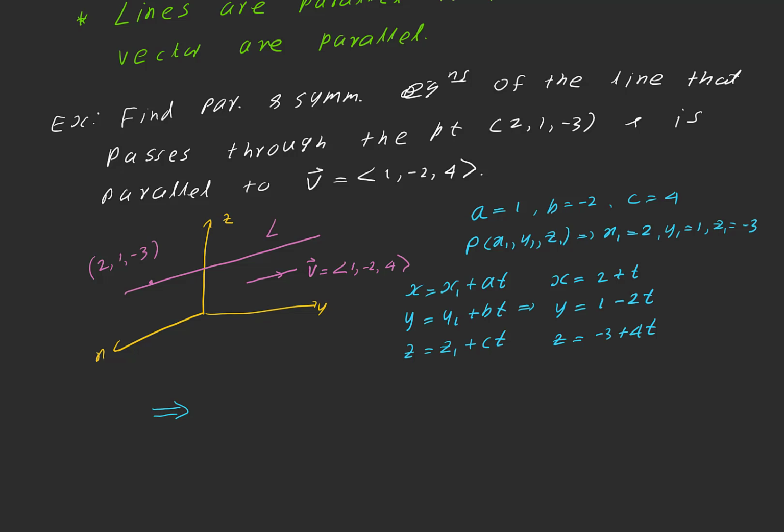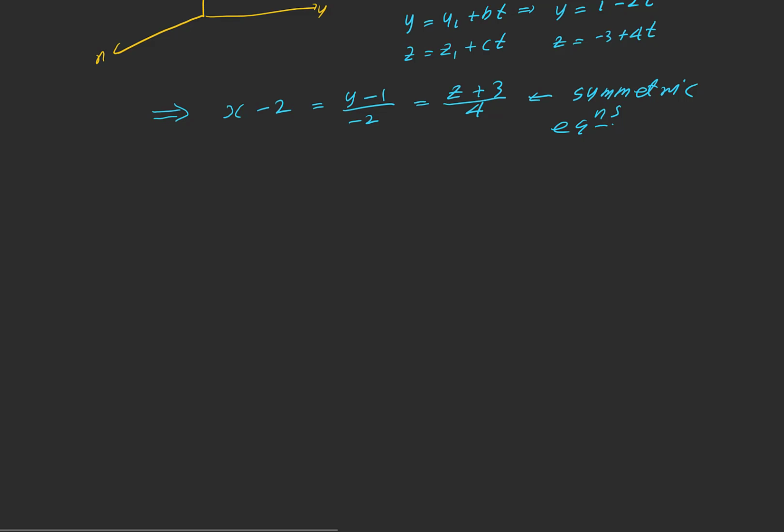Then the symmetric equation is (x minus 2) equal (y minus 1) over negative 2 equal (z plus 3) over 4. So these are the symmetric equations. So next, let me explain this example.